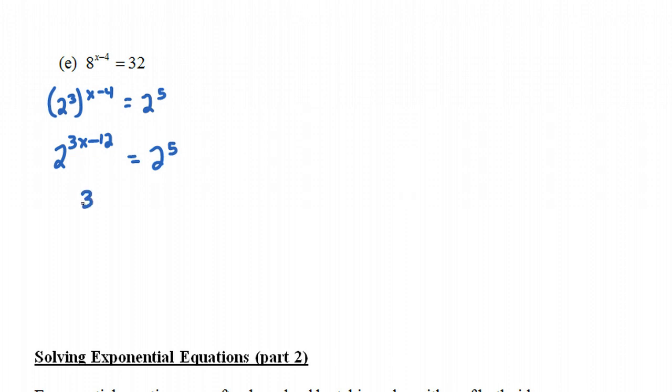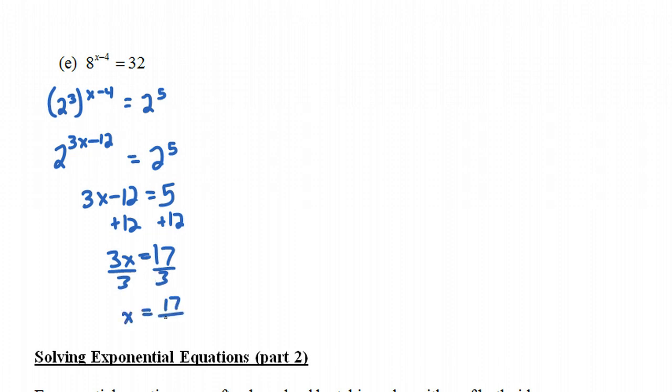Okay, now 3x minus 12 is equal to 5, according to our fact. If we add 12 to both sides, we get 3x is equal to 17, and dividing both sides by 3, we get x is equal to 17 thirds. Okay, and you can check on a calculator. If you plug in 17 thirds in here for x and subtract 4, then raise 8 to that power, it will equal 32.